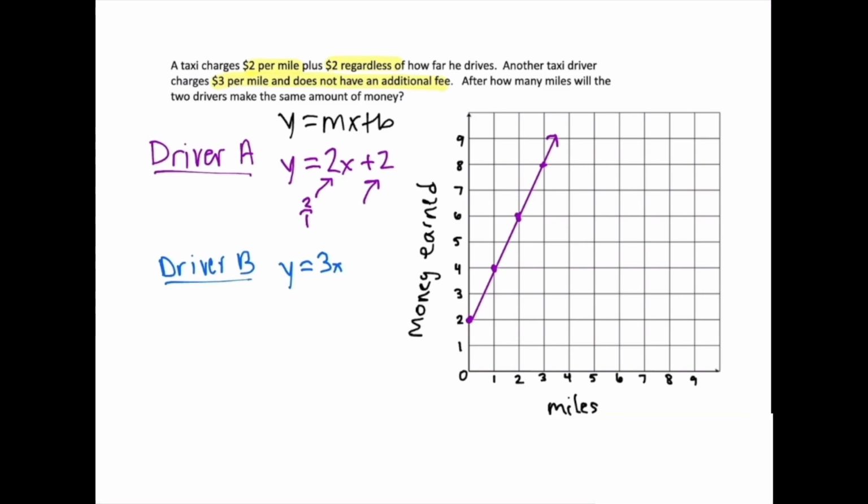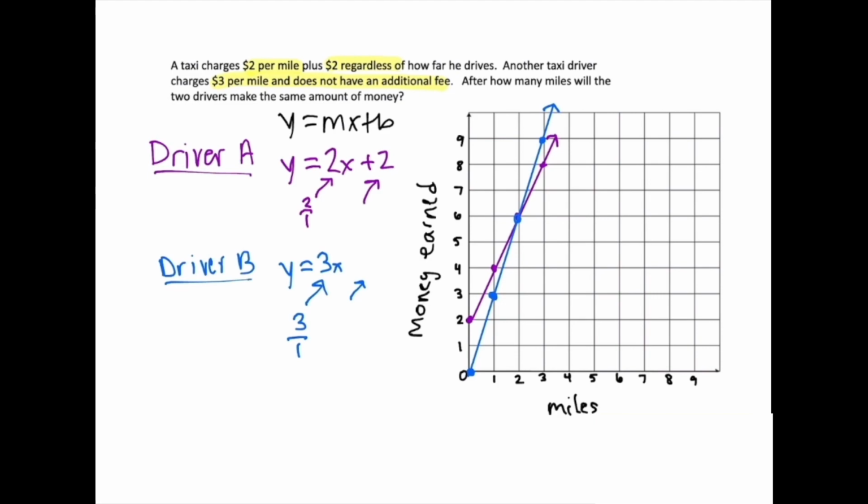Let's do the same thing for driver B. Driver B does not have a y-intercept, so we're going to start at 0. We need to write the slope as a fraction, so that's 3 over 1. So driver B's line is going to go up 3 and over 1, up 3 and over 1, up 3 and over 1. We can connect the points, and now we have driver B's line.